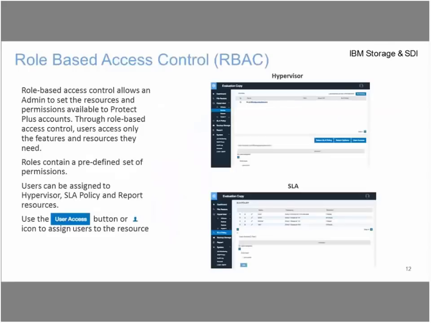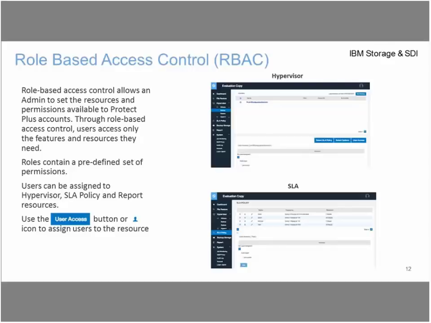And the way that they go about doing that is using what we refer to as role-based access control, right? So the role-based access allows an administrator to set the resources and permissions that are available to whatever accounts have been created within Spectrum Protect Plus, right? Through this role-based access control, the users access only the features and resources that they need and have been granted access to, right? This allows you as the administrator or one of the administrators of Spectrum Protect Plus to distribute that management appropriately across the resources in the environment that need them.